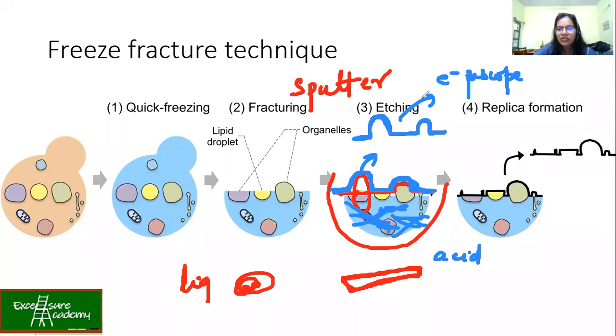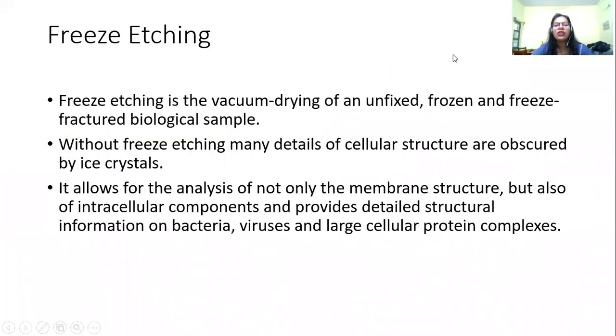So I've got another figure also, I'll show over there also. So how do you actually do the freeze etching? It is the vacuum drying of an unfixed, frozen and freeze fractured biological sample. So, as I mentioned, you need vacuum for this.